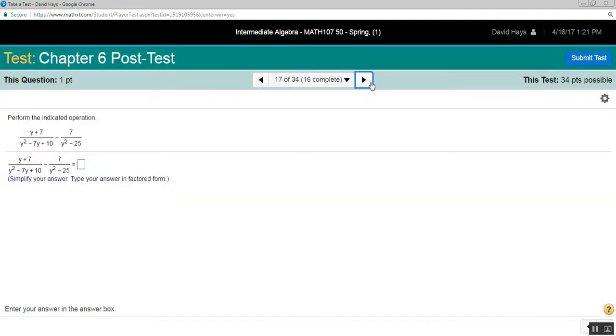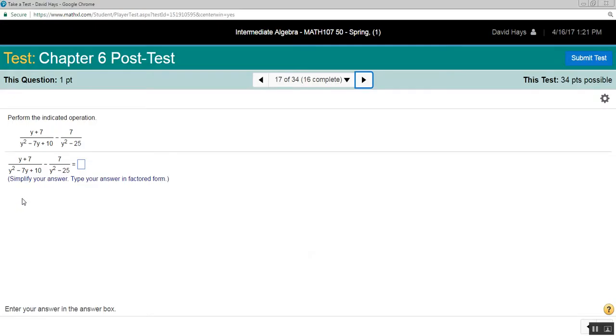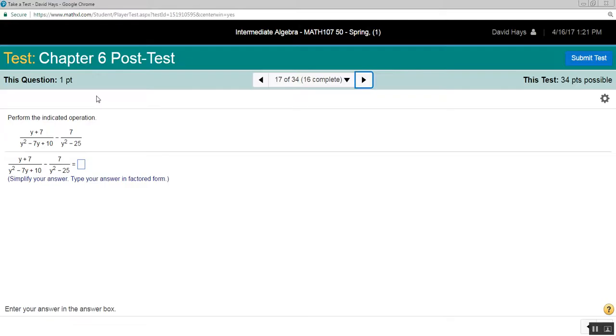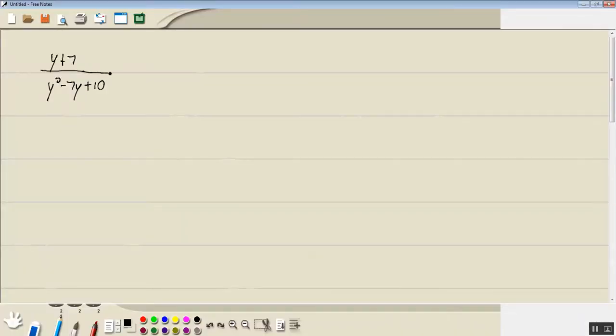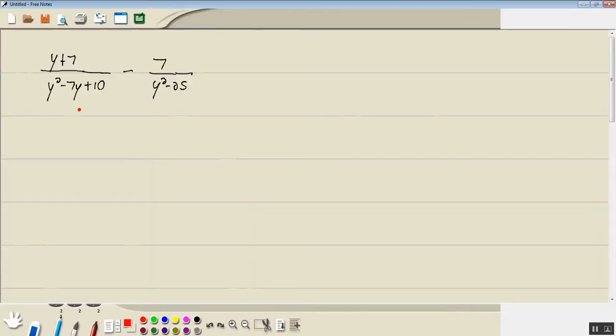Okay, now we want to subtract these. So let's take a look at this problem. So we got y plus 7 over y squared minus 7y plus 10 minus 7 over y squared minus 25. Now they don't have a common denominator, so that's what I have to work at getting first. And first thing we'll do is factor the denominators.